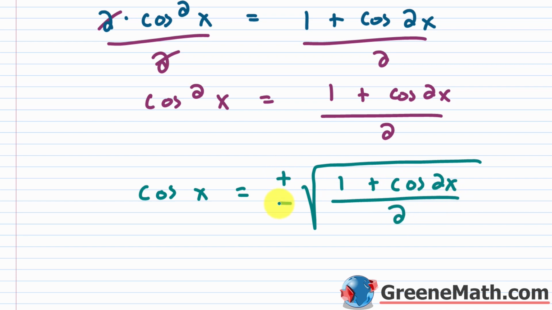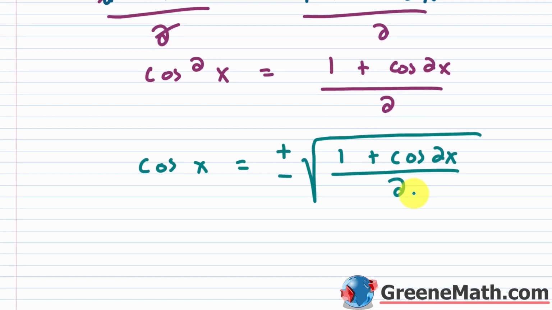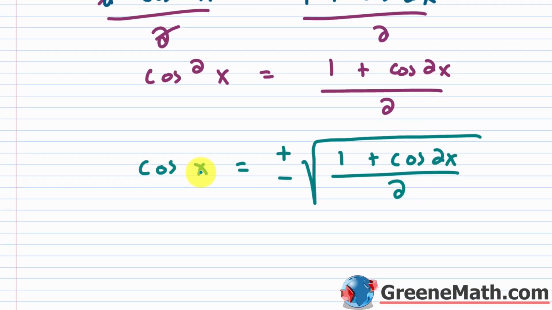You need this plus or minus here because, again, cosine would be positive in quadrants 1 and 4, and then it's negative in quadrants 2 and 3. So based on the quadrant that you're in, you would choose the appropriate sign. That's why you have the plus or minus. Now, we are not quite at our formula. So here we have the cosine of x is equal to plus or minus the square root of 1 plus cosine of 2x over 2.